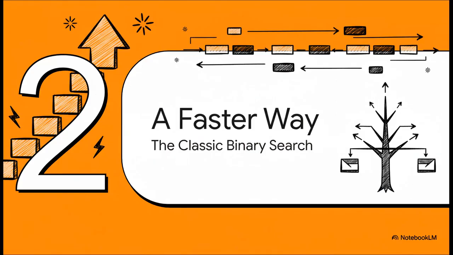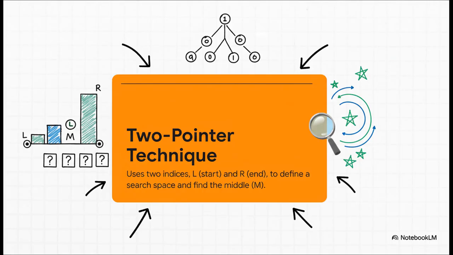So let's level up. The secret weapon we have is that our list is sorted, and we can use that fact to our advantage to create something way faster, way more elegant: the classic binary search. The whole strategy hangs on something called a two-pointer technique. And don't worry, that sounds more complicated than it is. They're basically just bookmarks. You have a left pointer, L, marking the start of where we're looking, and a right pointer, R, marking the end. But the real hero of the story is M, the middle point we calculate between them.